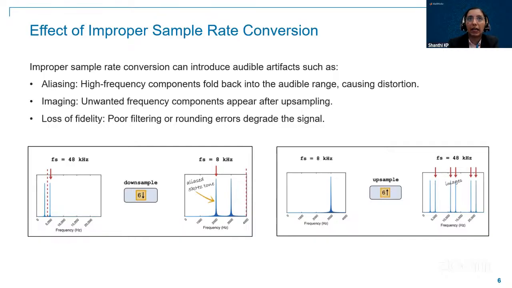All these issues highlight why careful signal processing and proper filtering is essential whenever we change the sampling rate. So this is the engineering problem we are trying to tackle today.